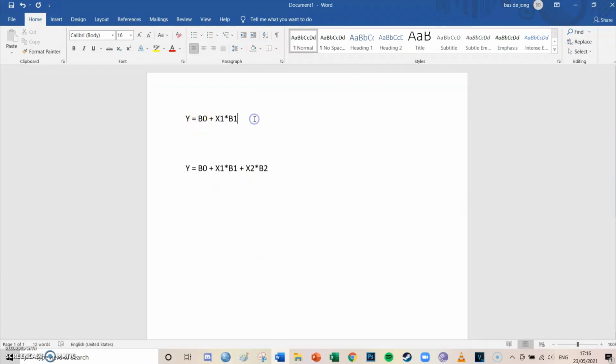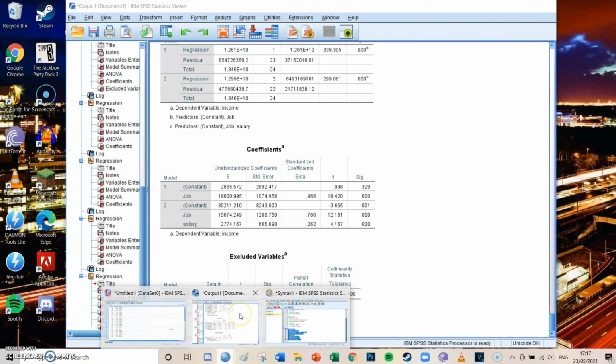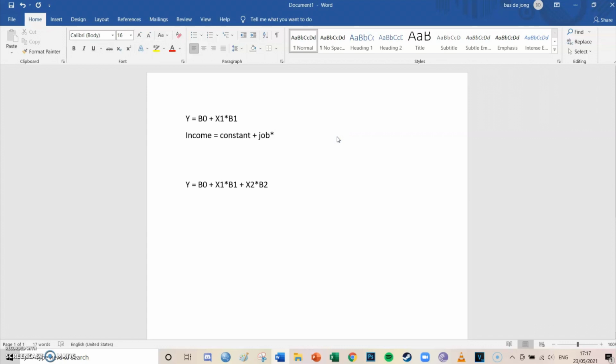The upper formula is the formula for a simple linear regression. So the dependent variable is the constant, also known as the intercept, plus the value of the first variable times the slope of the first variable. So in this case, the dependent would be income, equals the constant plus the job tier you have times, in this case, the slope in the simple model, which was 19,800. So this was in the simple linear regression, if you only took a look at the relationship between job and income.